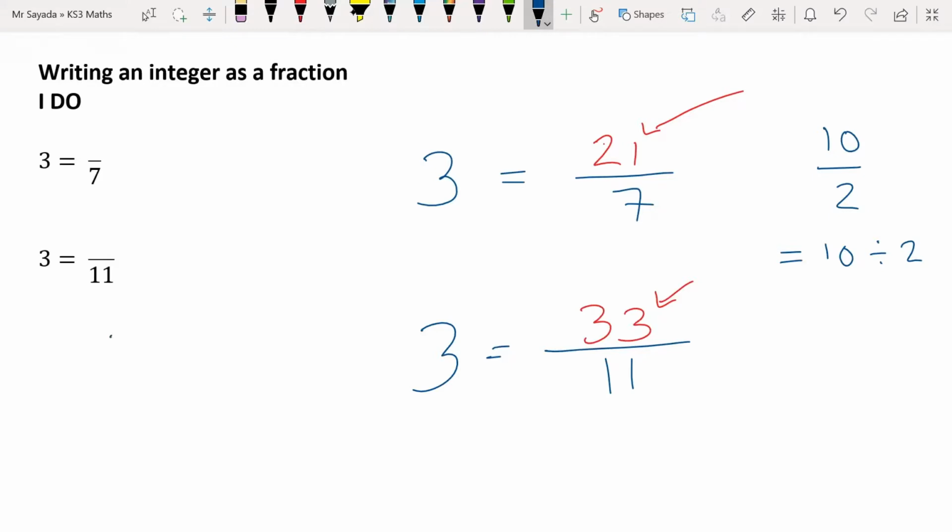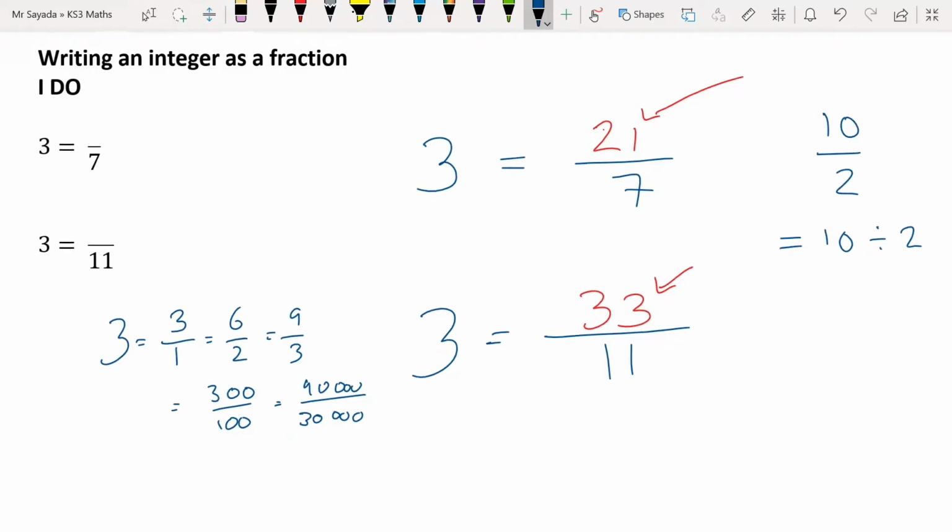I could write the number 3 as 3 over 1, or 6 over 2, or 9 over 3, or even 300 over 100. Or I could even write it as 90,000 over 30,000. As long as the top number divided by the bottom number equals 3, those are correct fractions.